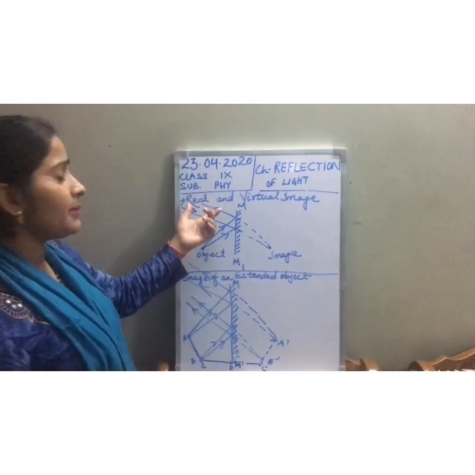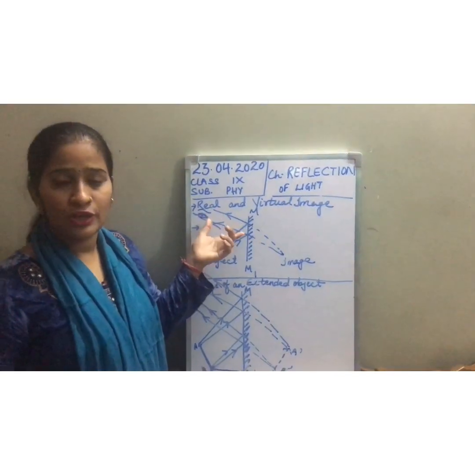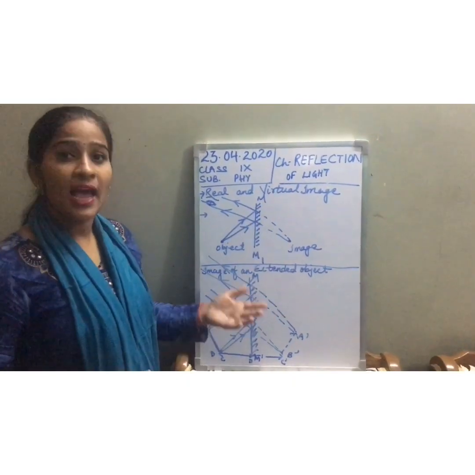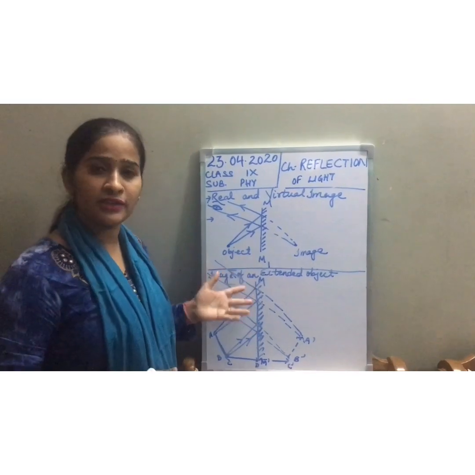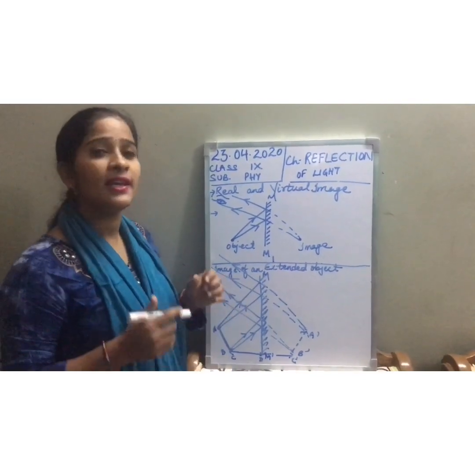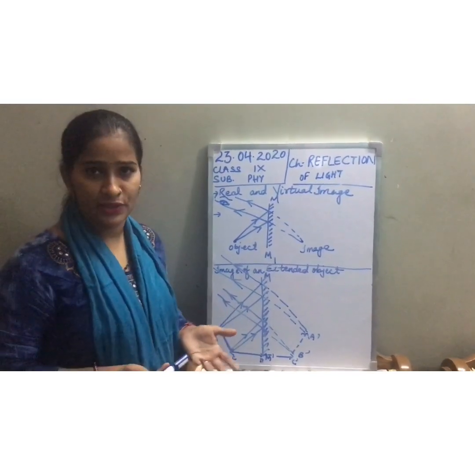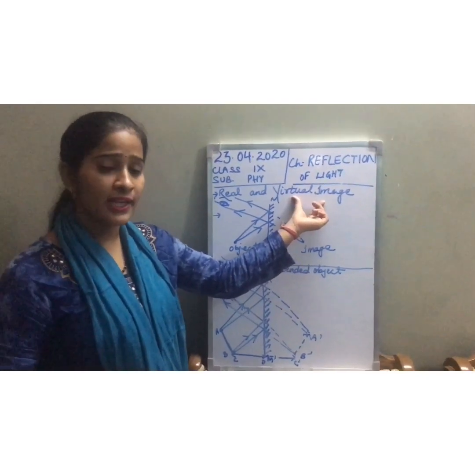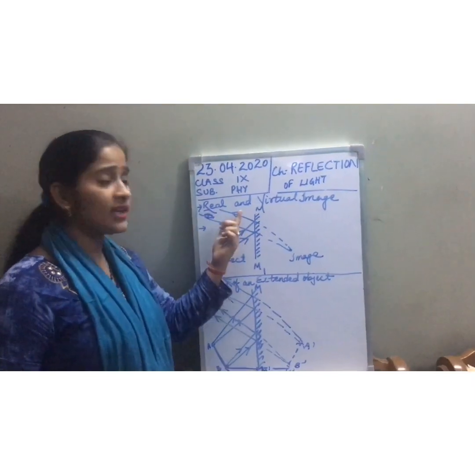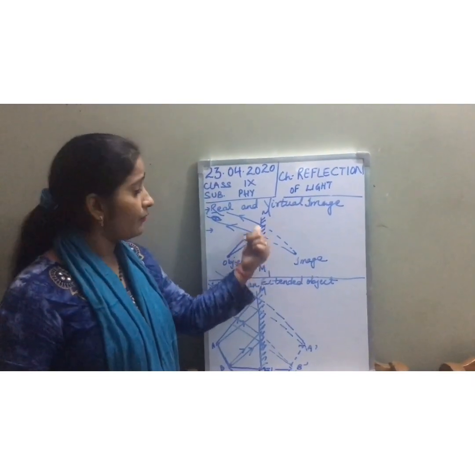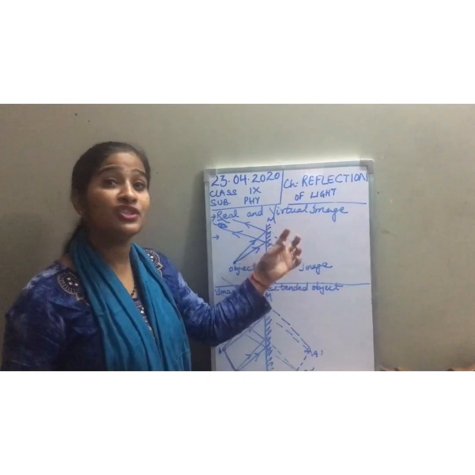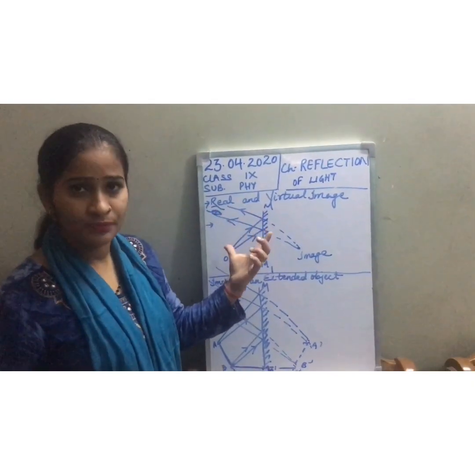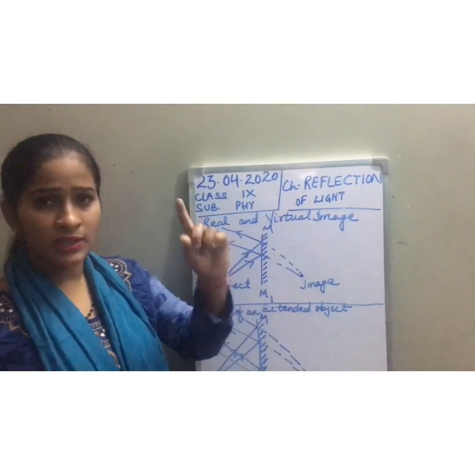Okay, what is a real image? We get a real image when the reflected rays actually meet somewhere in space. And we get a virtual image when the reflected rays are not actually meeting, but we extend them back and imaginarily they meet somewhere. They are not meeting in actual. So real and virtual image, this is the first difference.